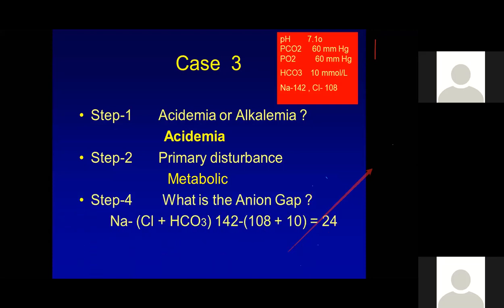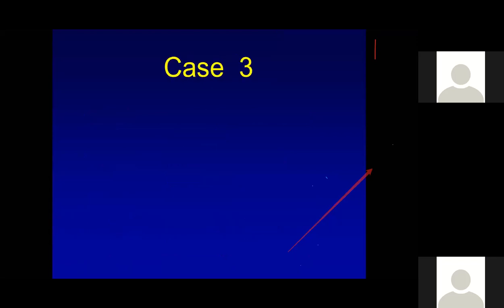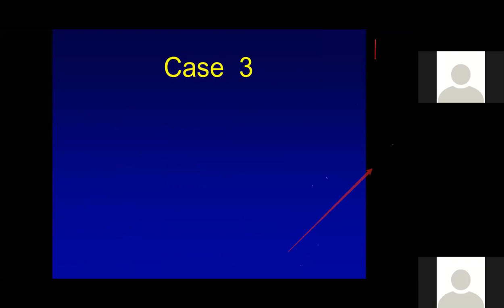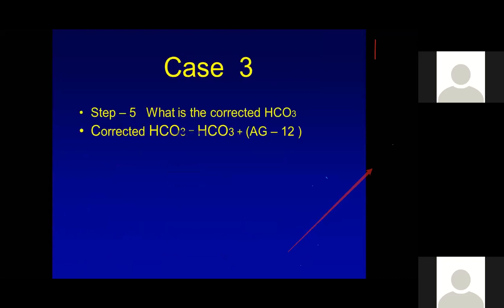So what is the anion gap here? The anion gap is sodium minus chloride plus bicarbonate, that is 142 minus 108 plus 10, that is 24. That means this patient is having high anion gap metabolic acidosis, and we look to see whether there is a compensation or not. Yes, there is a compensation which has happened. What is the corrected bicarbonate? The corrected bicarbonate is equal to 10 plus 24 minus 12, that is equal to 22.